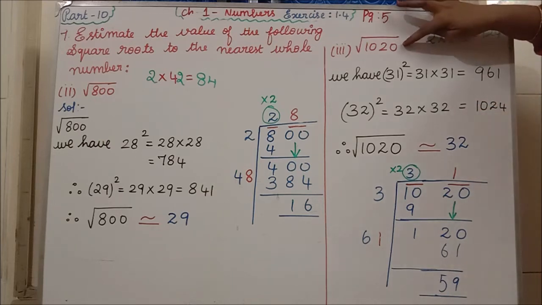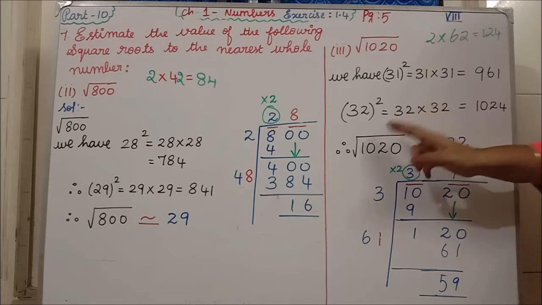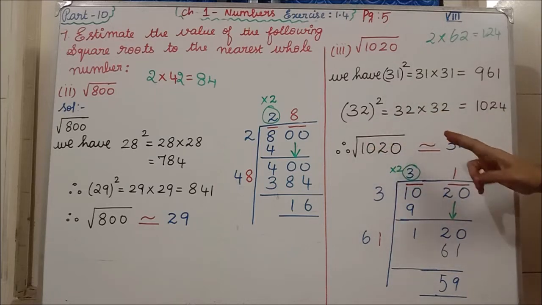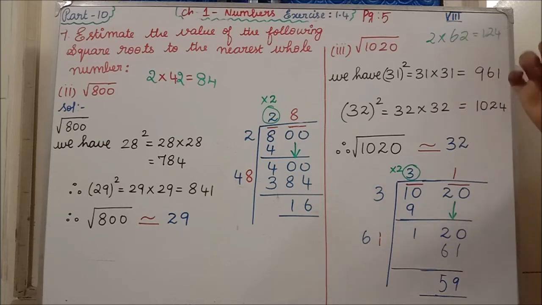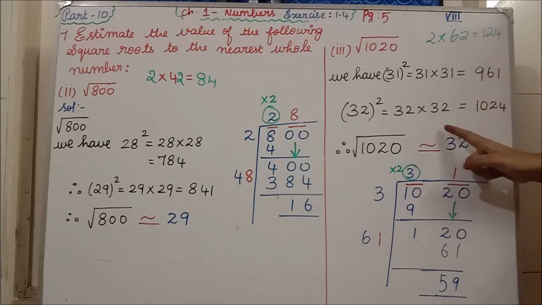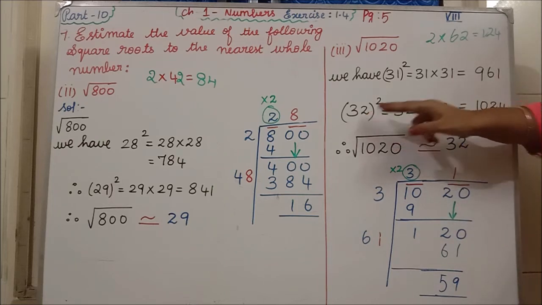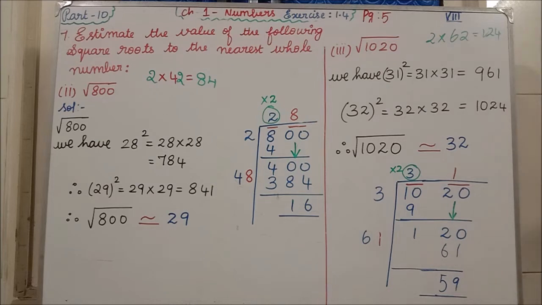Now compare the question and this value. We are getting near to this number. So the square root of 1020 is approximately, since it is an estimate, you should put the wave line and straight line symbol, approximately equal to which number? 32 is the answer. Clear, students, all of you? That was the 7th question.